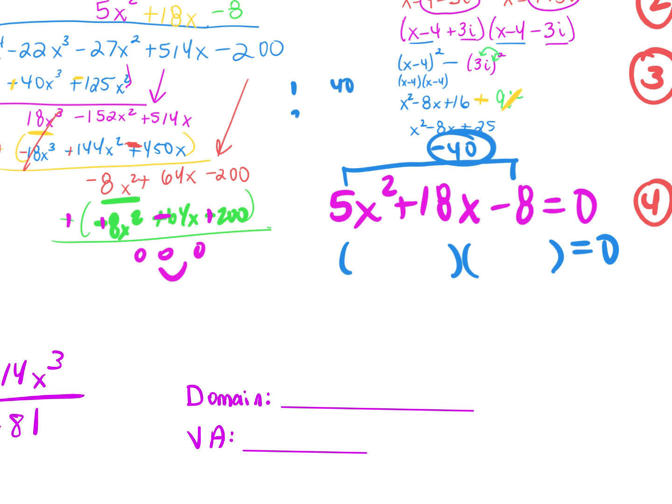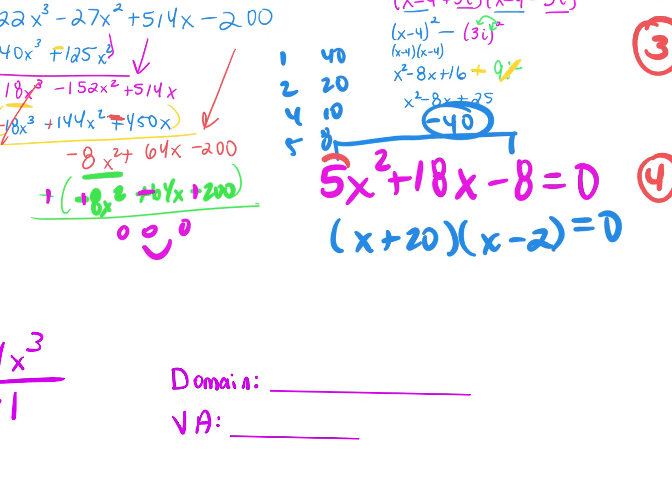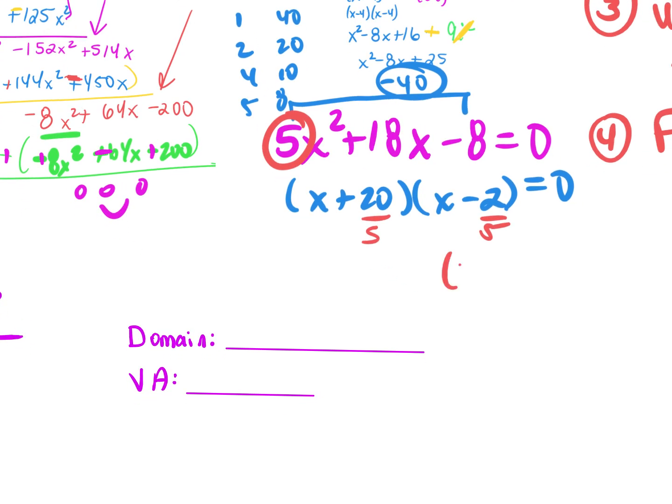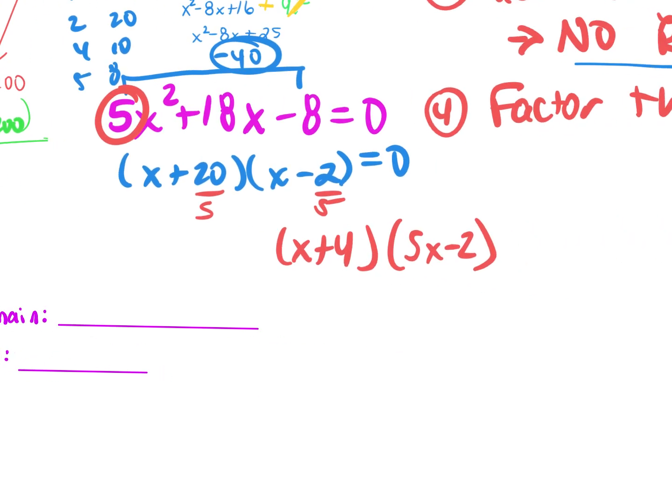1 and 40, 2 and 20, 4 and 10, 5 and 8. How could I possibly get an 18 when I add or subtract? 2 and 20. When you guys write it out, sometimes it's easier to see. I need it to be a positive 18, so it's x plus 20 and x minus 2. Now I'm going to do what? Since my a term is not 1, what am I going to do? Divide by 5. So the last thing I'm going to say is x plus 4 and 5x minus 2. Set it equal to 0.